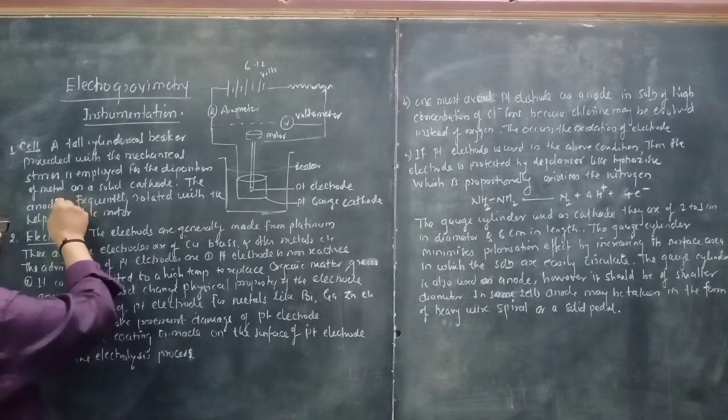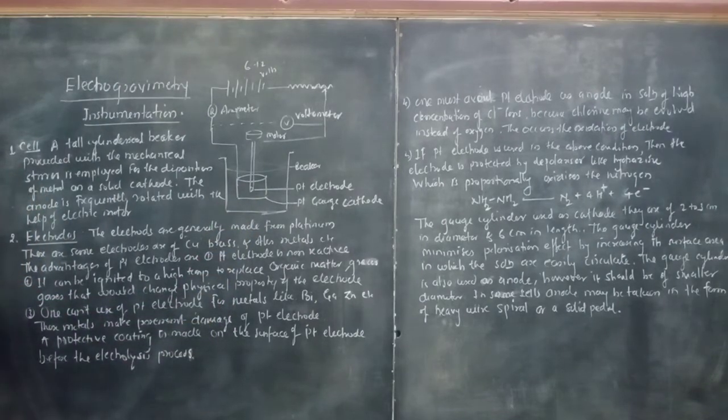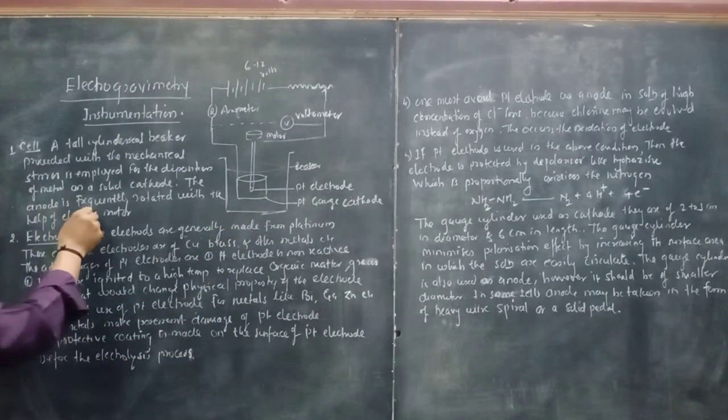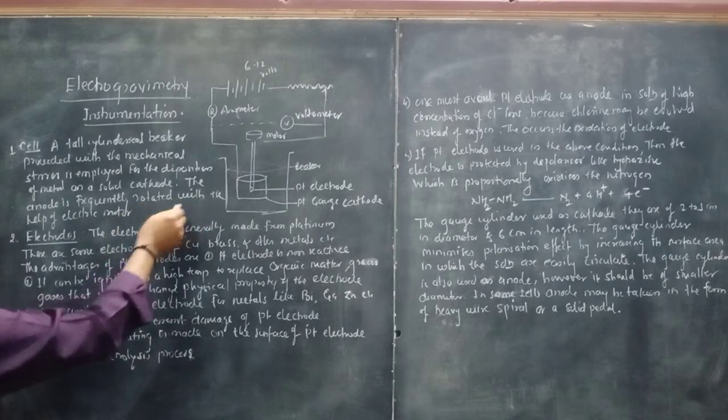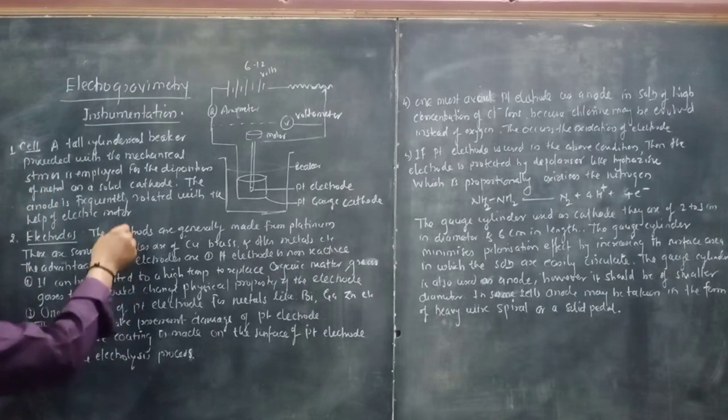At that time, what happens? The solid metal is deposited on the cathode, and the anode is frequently rotated with the help of an electric motor. Here, the anode is also there, and it is rotated with the help of the electric motor.